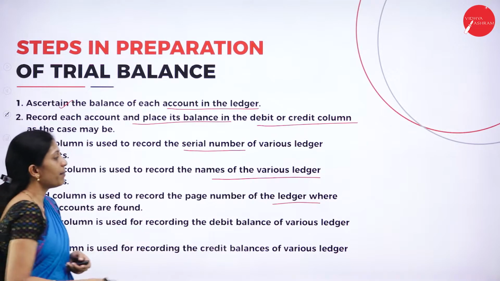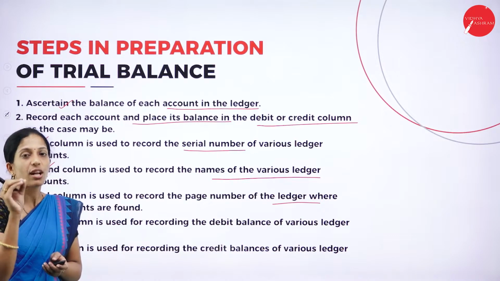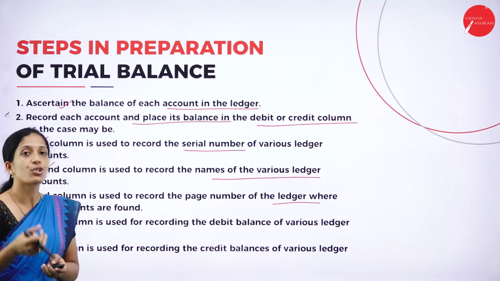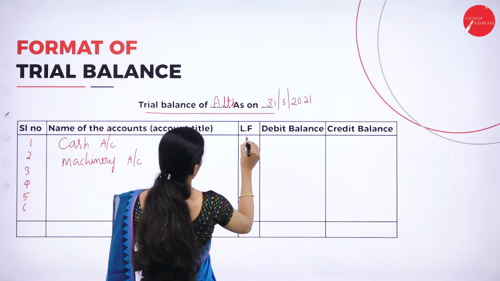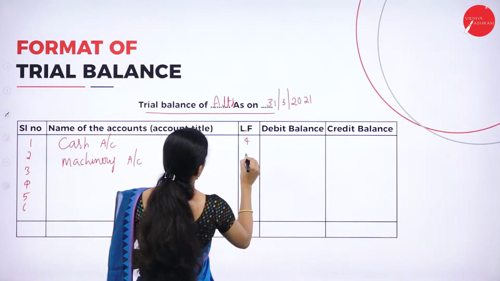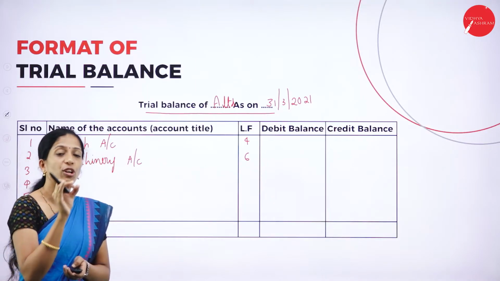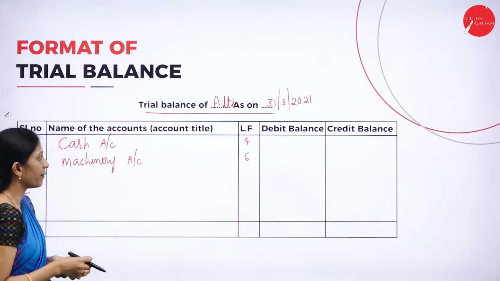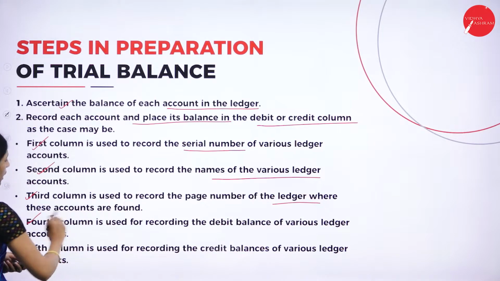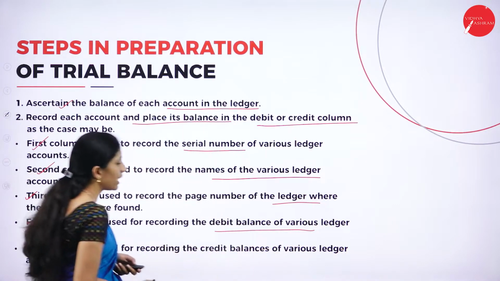In the third column, as I told you, you have to write the ledger folio, that is the page number of the ledger where the individual account has been taken. For example, we shall take it as from page number 4. Next, this is from page number 6. Like that, the page number of the ledger from where the individual accounts have been taken. And the fourth column is used to record the debit balance of various ledger accounts.